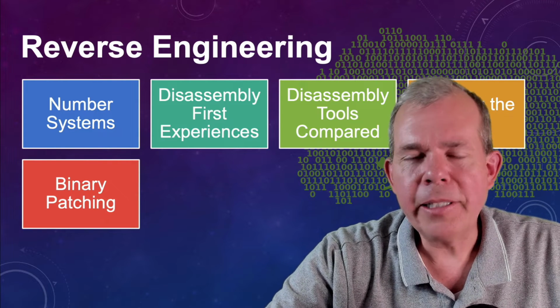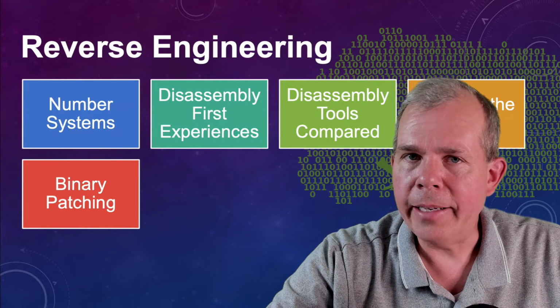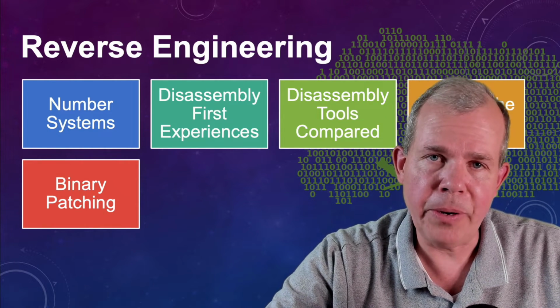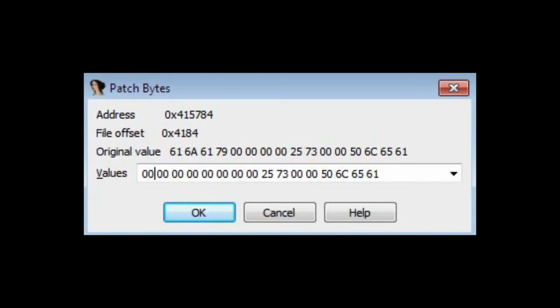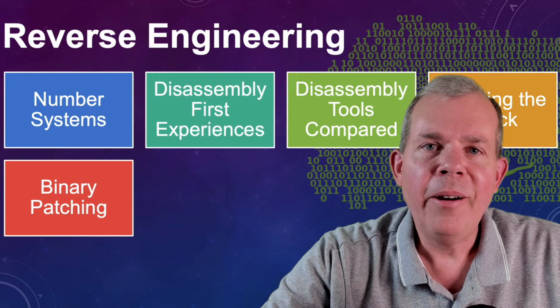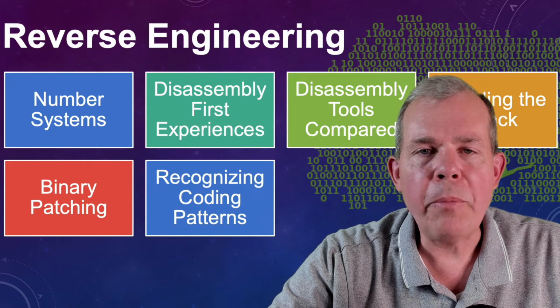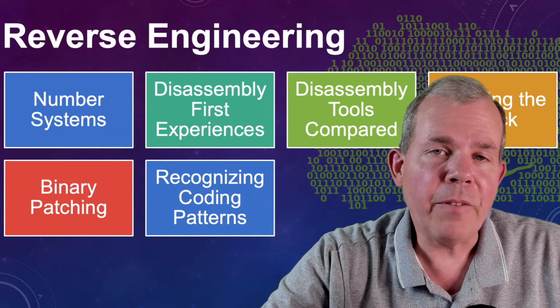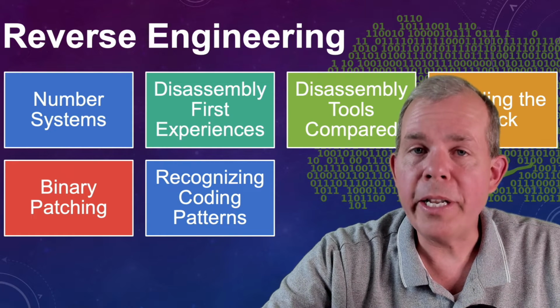Binary patching is about taking a piece of software and modifying it, even if you don't have the source code. You can patch things to fix errors or to maybe bypass a certain feature like a login screen or a registration screen. Recognizing code patterns will give you a more in-depth advanced feature of how you can see maybe malware and diagnose what it's doing.